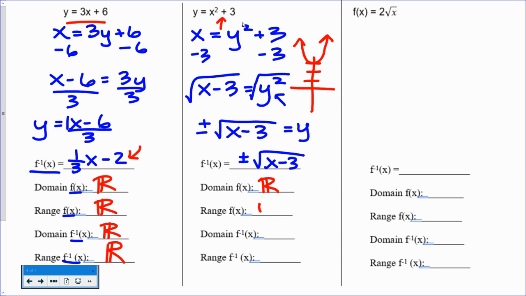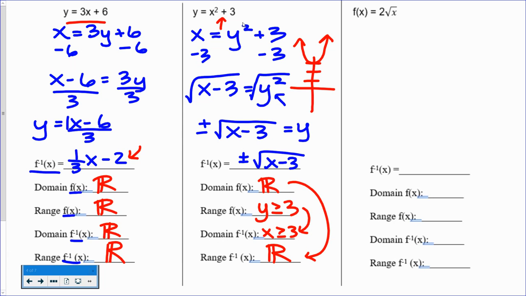The range then would be y must be greater than or equal to 3, because 3 would be the lowest value. So if I know my domain and range of my original function, I can come up with the domain and range of the inverse. Okay, so if my domain's all real numbers, my range will be all real numbers. If my range for my original is y is greater than or equal to 3, that is going to be the domain of my inverse, but domain would use x.